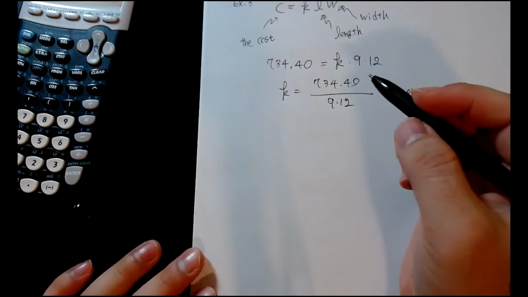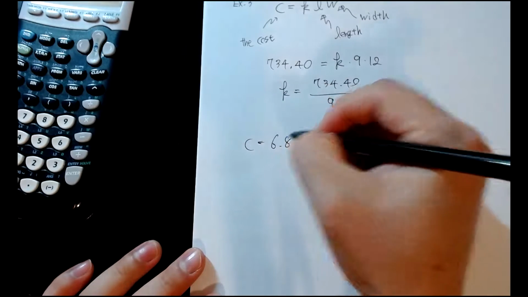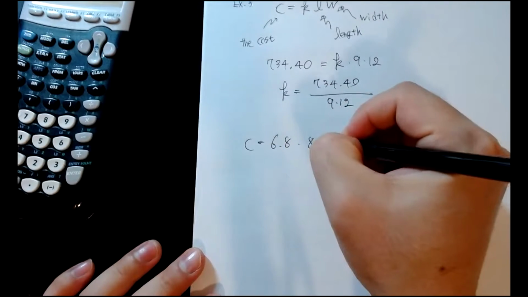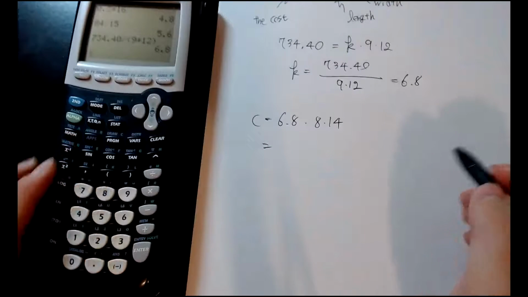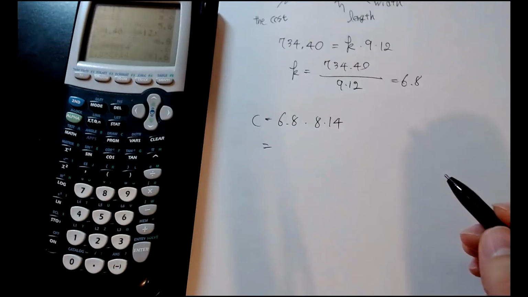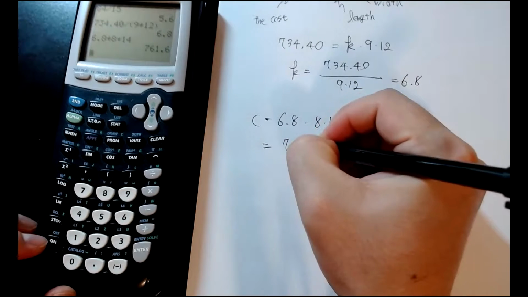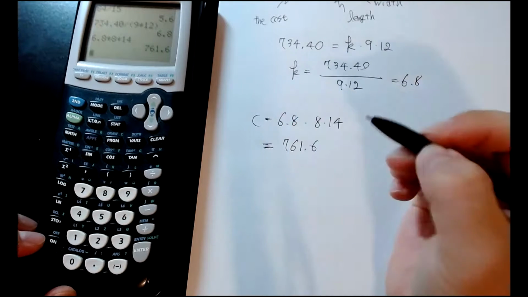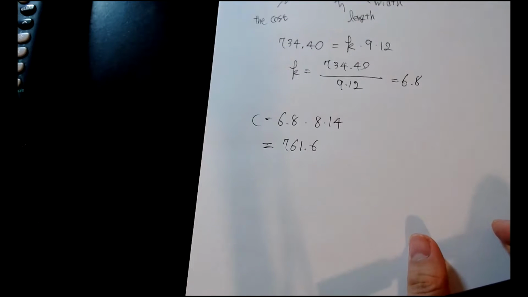All right, so now let's see the other question. What does an 8-foot by 14-foot patio cost? So C is going to be 6.8 times 8 times 14. Let's see, this is 6.8 times 8 times 14. That's going to be 761.6. So it's going to cost $761.60. Okay. Let's try these problems. It's similar to example 3.